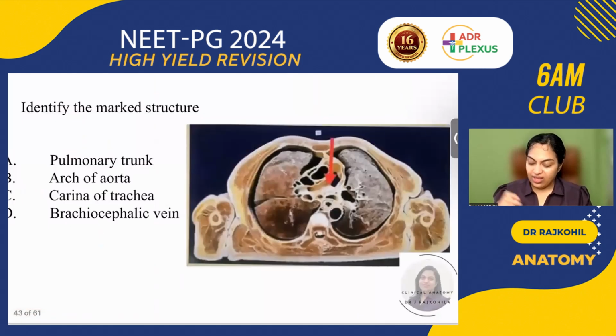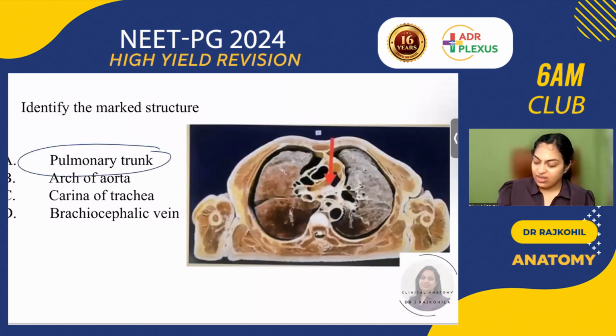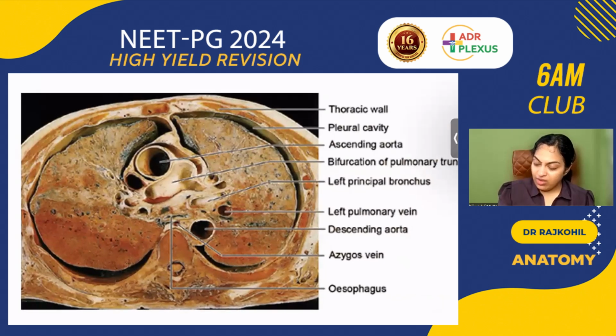This one was asked recently, isn't it? So what is the structure pointed out? Cross sections of thorax are also important. Yes, excellent. That is the pulmonary trunk. Okay, this is the pulmonary trunk. You can appreciate it.